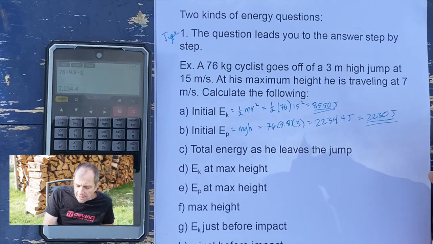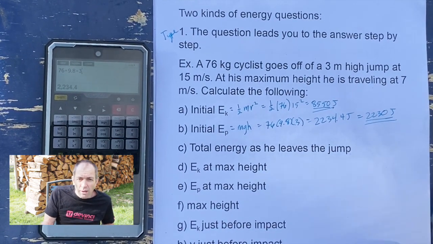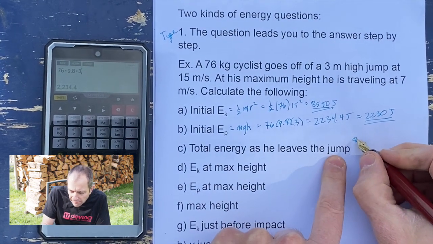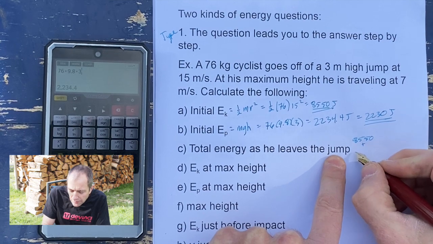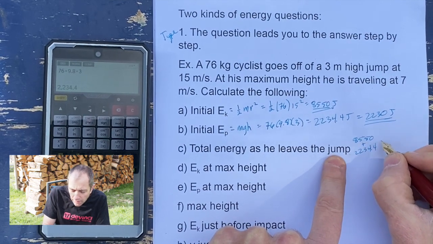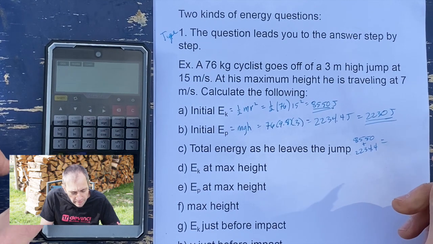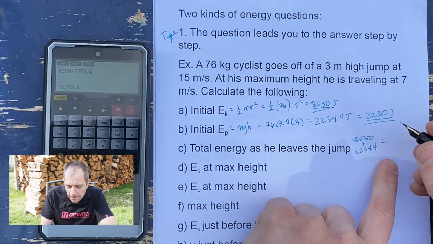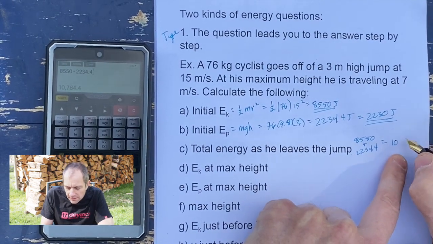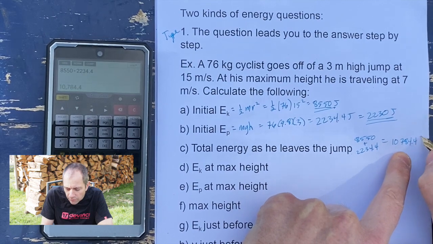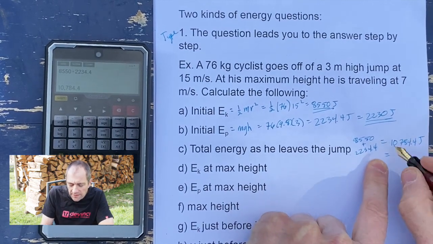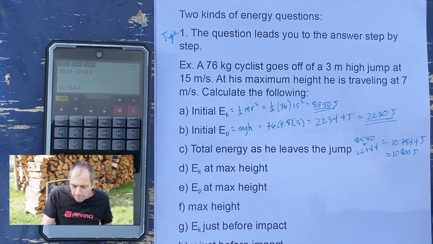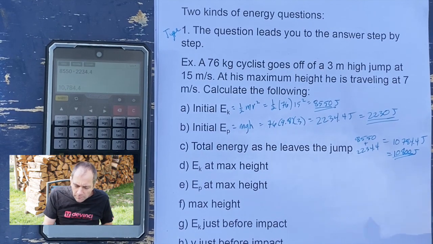The total energy as he leaves the jump: well, he's got kinetic, he's got potential. We're going to add those two things together. So it's simply 8550 plus 2234.4, and we type that in, and we get 10,784.4 joules. As an answer, we want 3 significant figures, so 10,800 joules. There's my third answer. Okay, the next one.